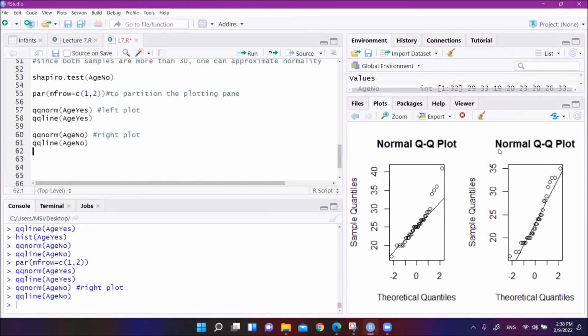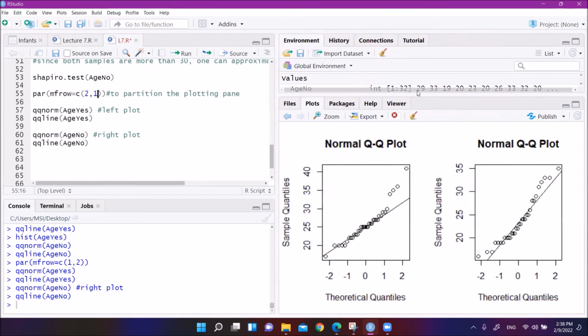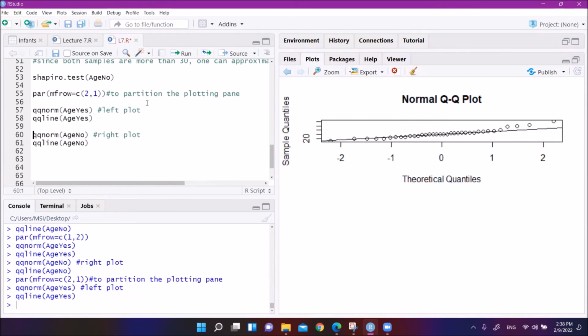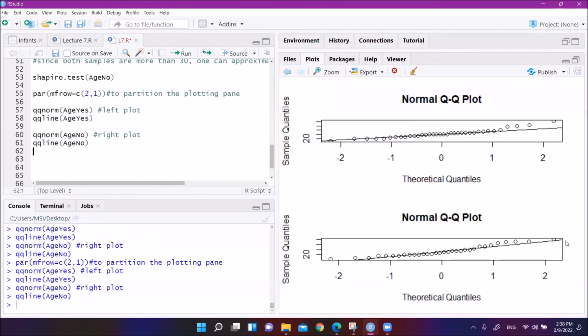You can partition it into 3 by 3, 10 by 10, anything. Let's say you partition this as 2, 1, that is 2 rows and 1 column. I don't know whether you're getting a nice plot there. Let's see. Now I'm partitioning it like this. This is how the first plot appears, because I have to have 2 rows. This is not looking nice, so it's always better to go like this.